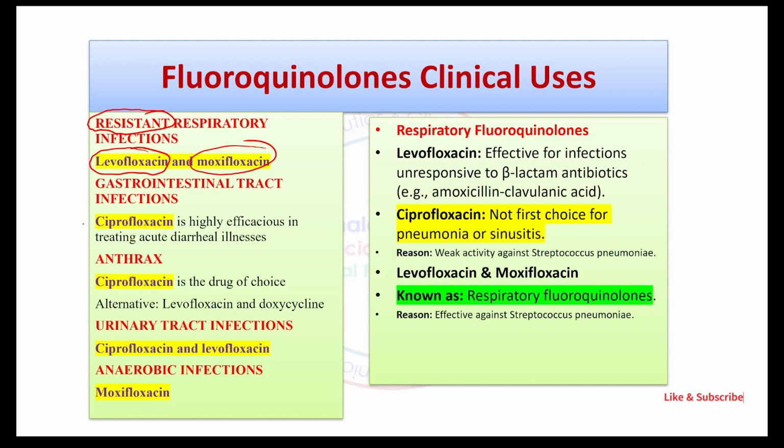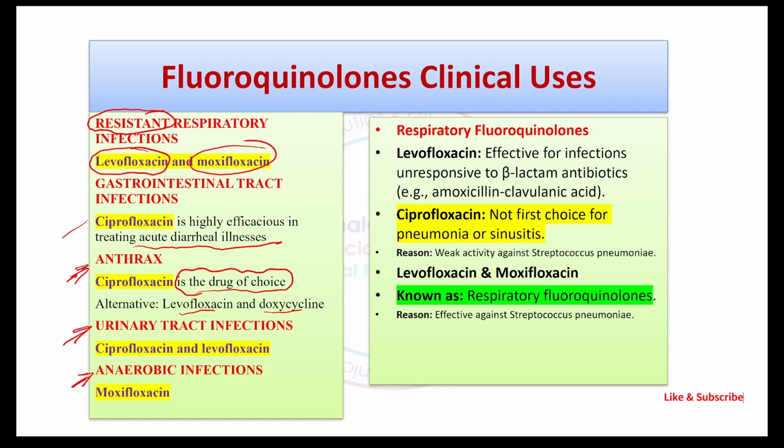Moving to ciprofloxacin, when you have gastrointestinal tract infections and the patient, for example, suffers from acute diarrheal illness, ciprofloxacin. If the patient suffers from anthrax, we can use it for treatment and prevention. We have ciprofloxacin, drug of choice. So we need to remember that for anthrax, it is the drug of choice for treatment and prevention. Other alternative options are levofloxacin and doxycycline. When the patient suffers from urinary tract infection, we go with ciprofloxacin or levofloxacin. When you have anaerobic infection, moxifloxacin will be the best treatment.